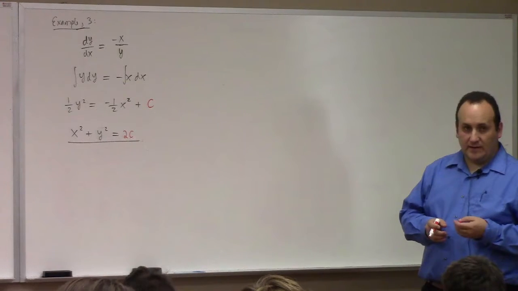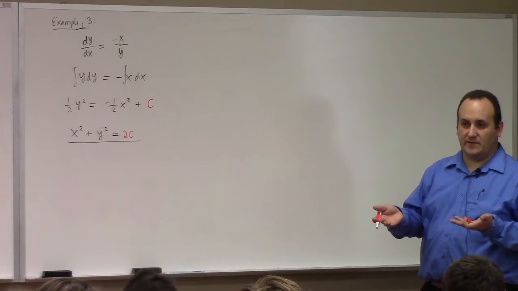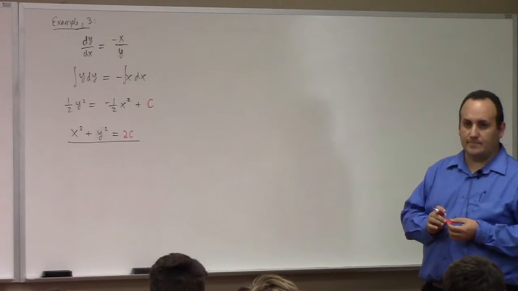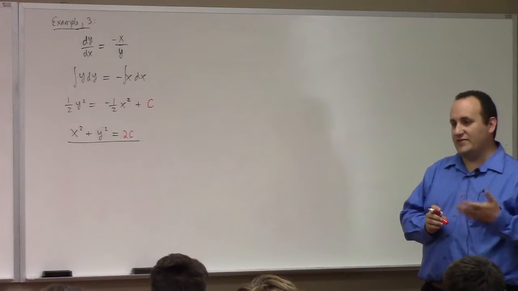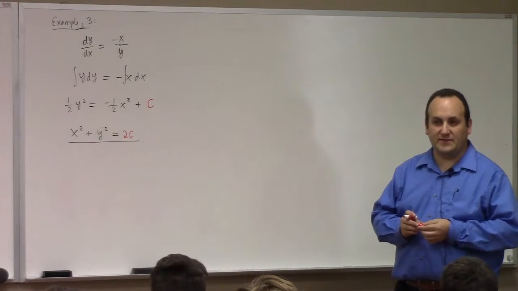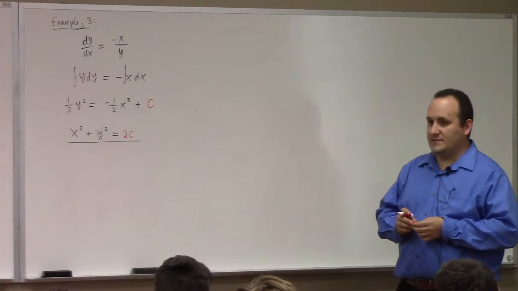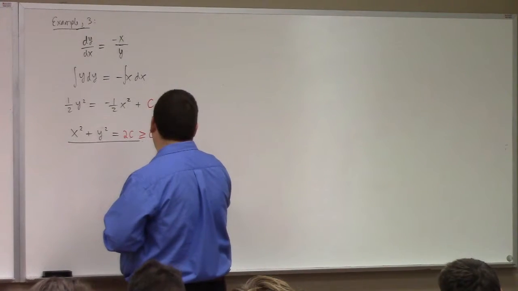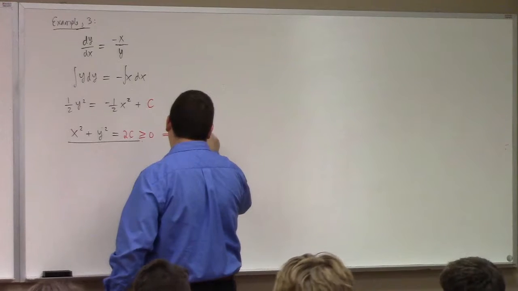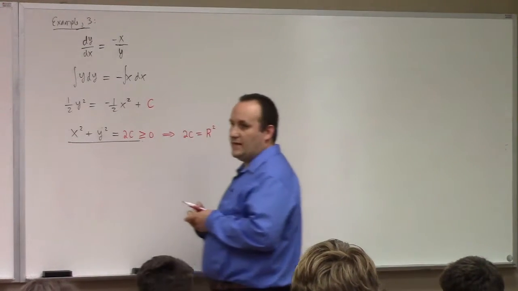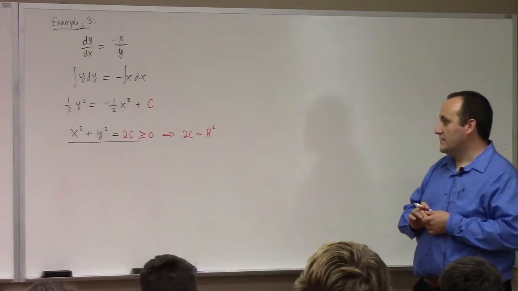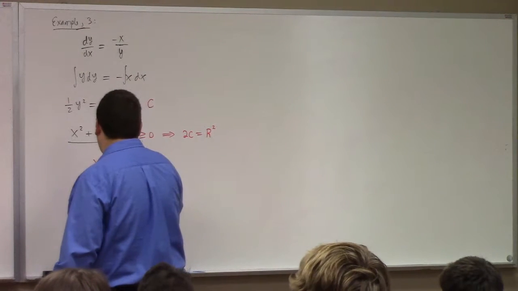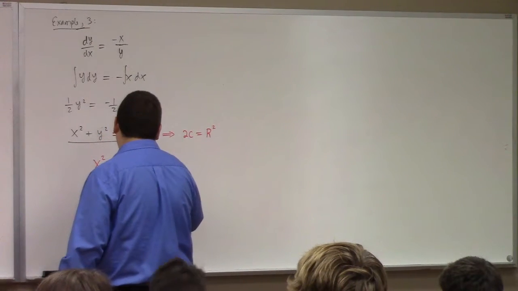Now, if you think about this, what is the solution set? If c is negative, is there any solution to this equation? No, you can't have the sum of squares of real numbers equal to a negative number, right? So c has to be non-negative, which means that you can write 2c as equal to the square of some non-negative number, which we can call r. And of course that's worth doing because that's what it means geometrically, right? This is a circle of radius r.